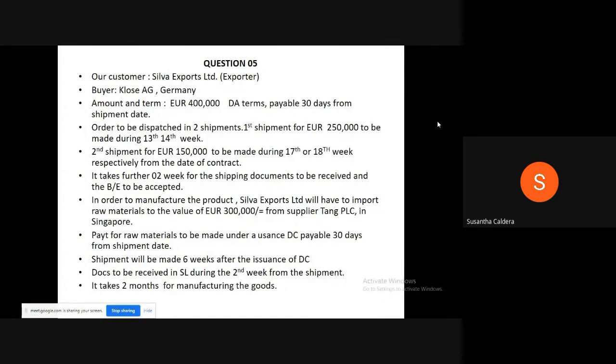What is the amount and term? Euro 400,000. Term is DA terms payable 30 days from shipment date. Right? Take it in well. Now tell me, what is the time period for the first shipment?